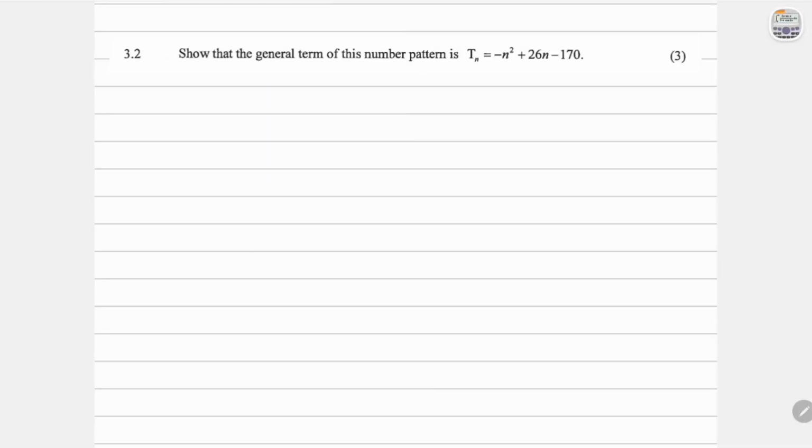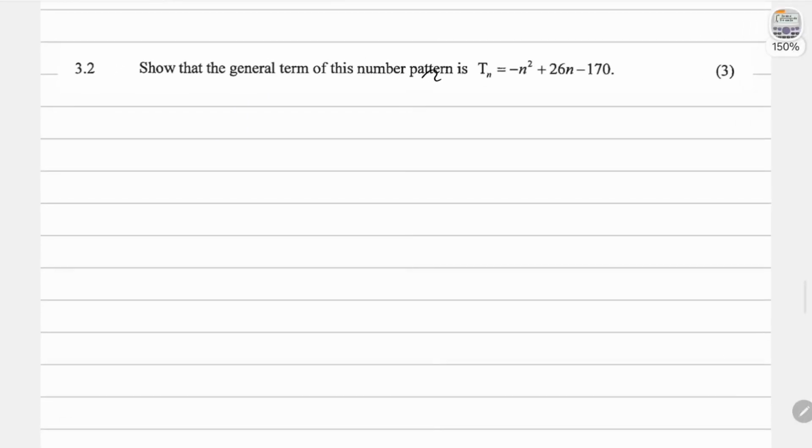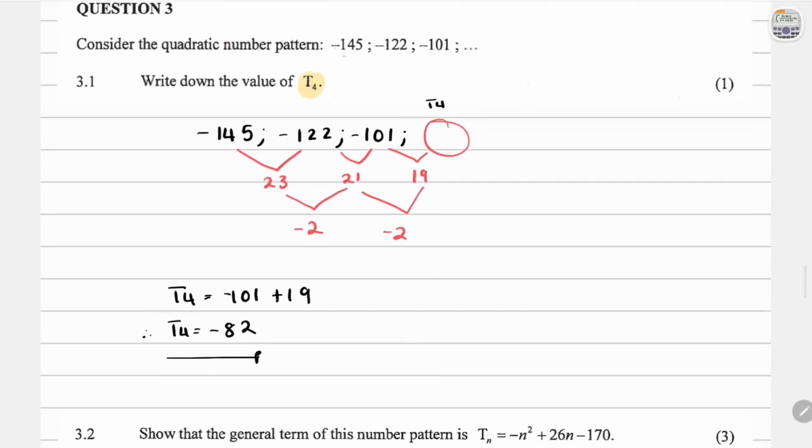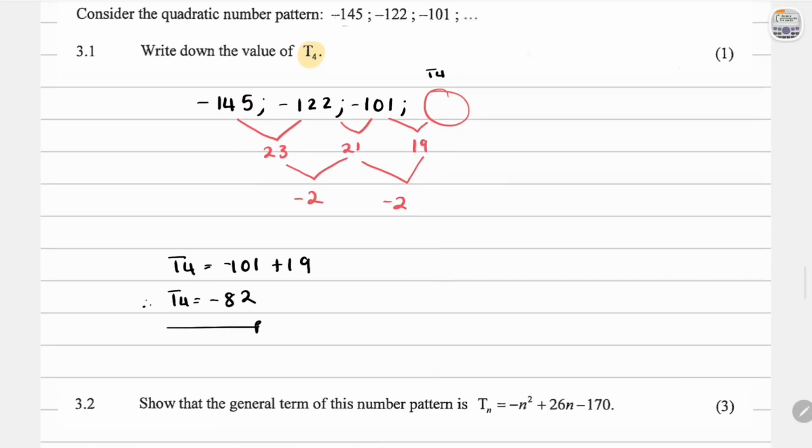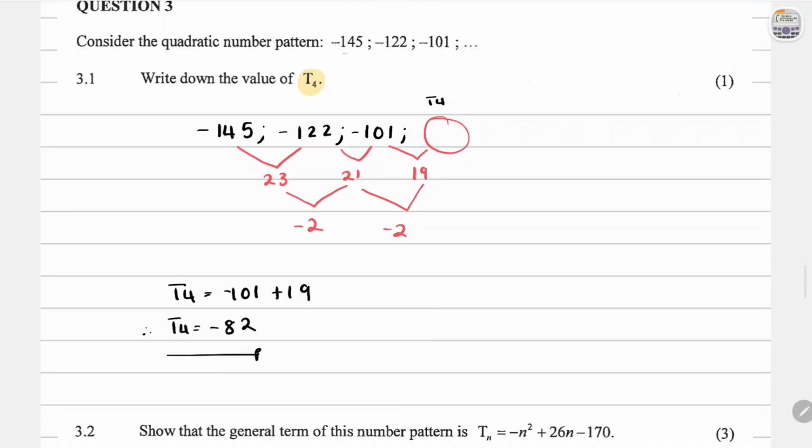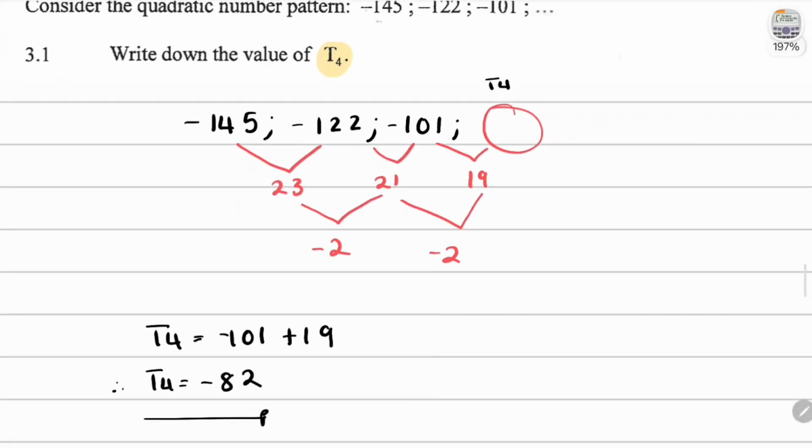Question 3.2 says, show that the general term of this number pattern is this. Okay, so we need to find the general term. We have everything we need to find it now. So we're going to look at the first terms in the quadratic, the first difference, and the second difference. And we're going to circle those, okay? We can look at those, and you're going to equate them to the following.